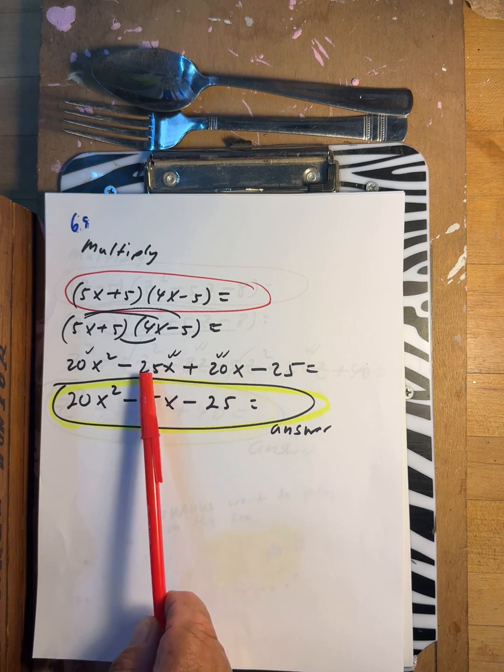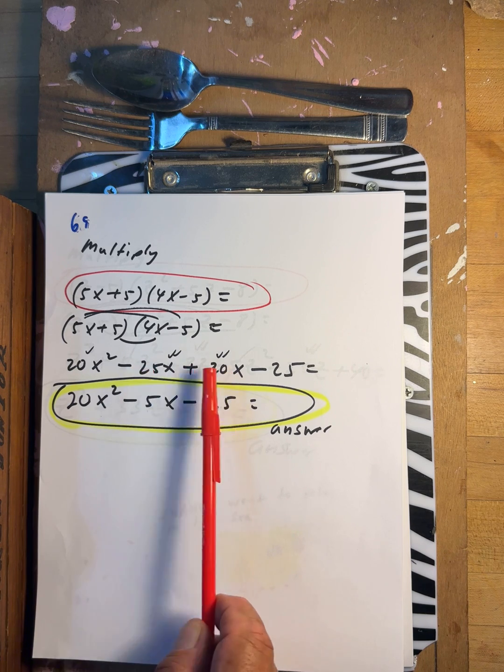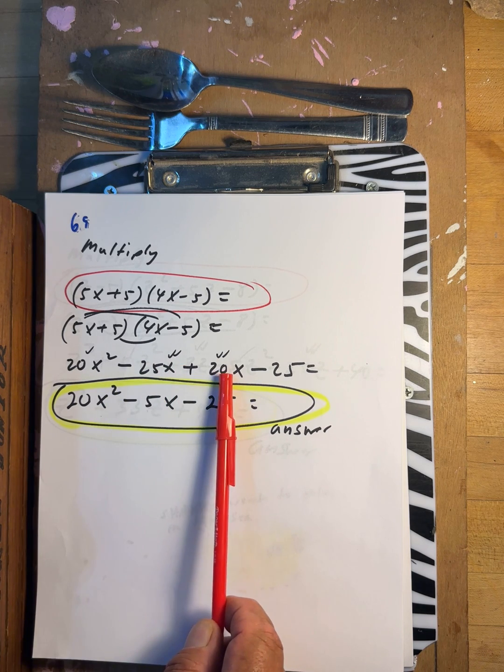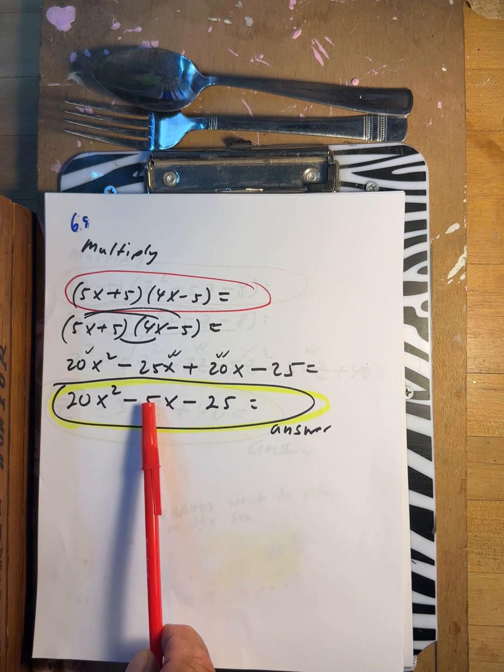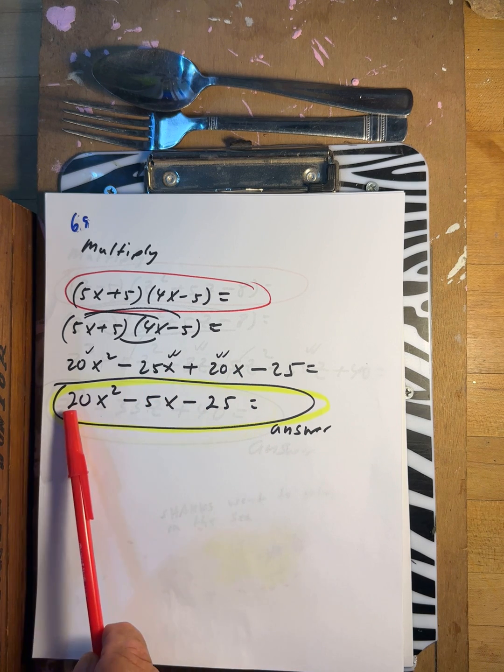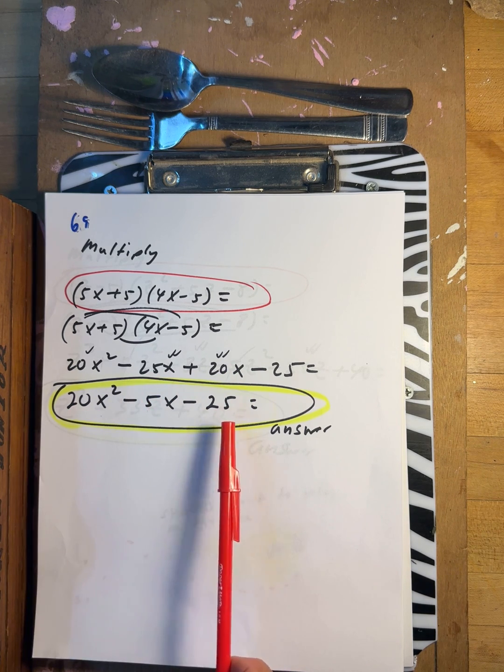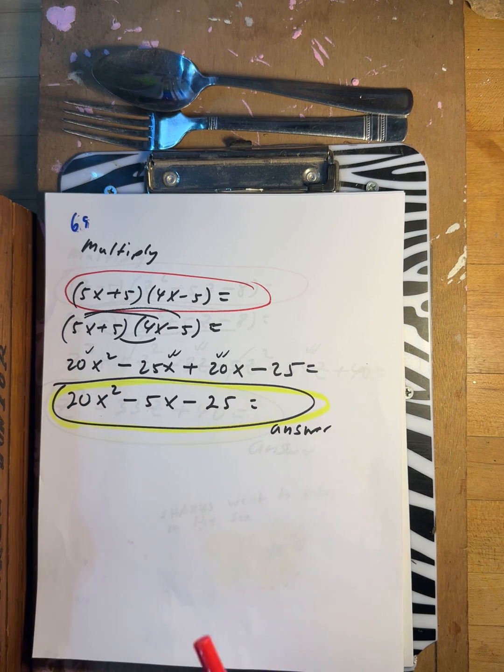But the middle one, this right here, the signs are different. Take the little from the big. You have negative 25 plus 20x. So it's going to give you a negative 5x in the middle, negative 25. 20x squared minus 5x minus 25. That's it. 20x squared minus 5x minus 25.